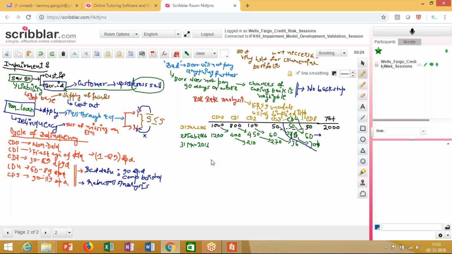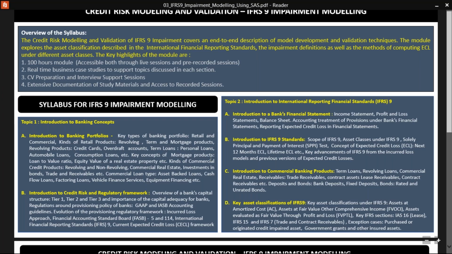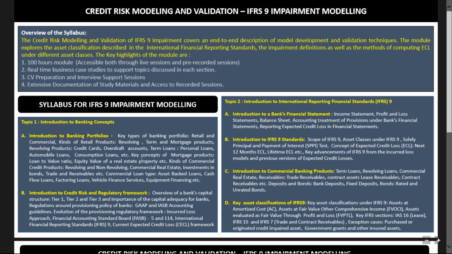So the approach would be we'll divide the bank's portfolio into two parts, retail and commercial. We'll see how the retail portfolio is defined under Basel, what the asset classes are, and how they are respectively treated under IFRS 9. That's going to be the approach. Over here, we will be covering a lot of different kinds of loans and loan products. People who have done the credit risk modeling module with me know that in that module we have a lot of focus on the retail products. Over here, we will be talking not only about retail, but we'll be covering the commercial side of things in detail as well. So this module would be a bit different.